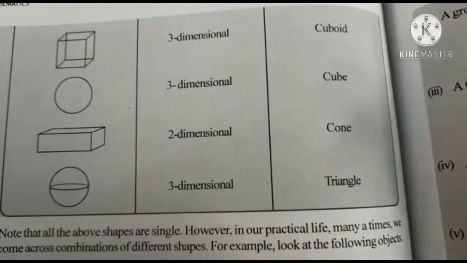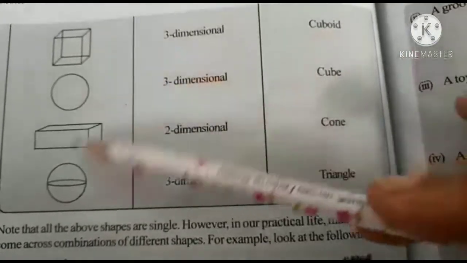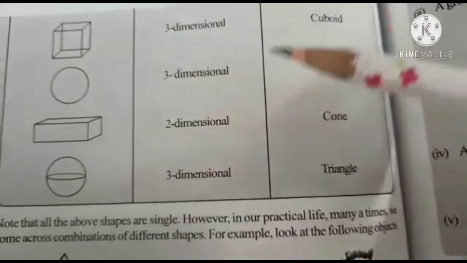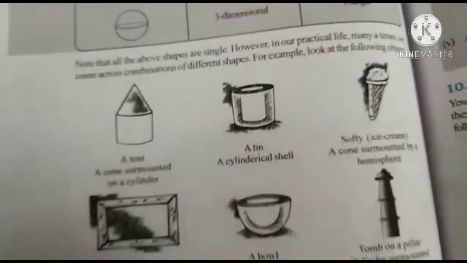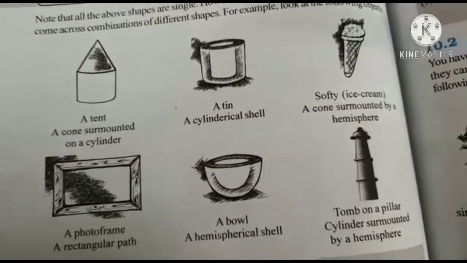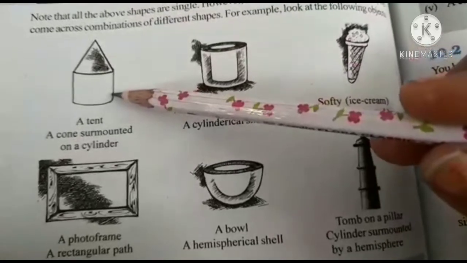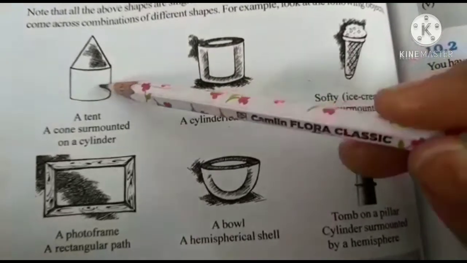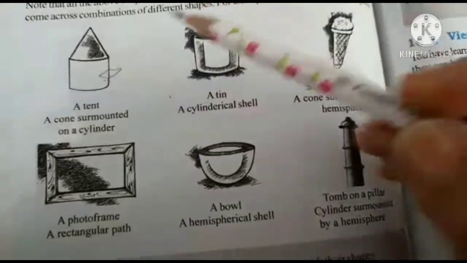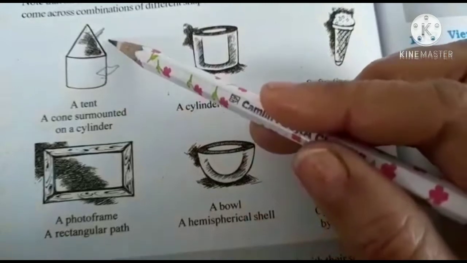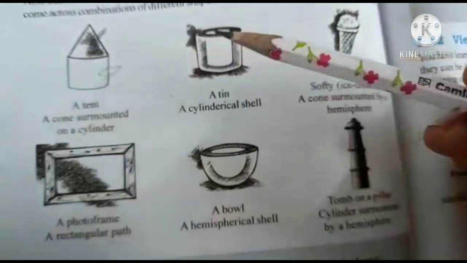Now in the above figures, they are either 2D shapes or 3D shapes, and they are single. But sometimes we may come across different shapes which are a mixture of two shapes. For example, a tent. It is a combination of two shapes: this is the cylinder portion and the upper portion is of cone. So it is a combination of cone and cylinder.